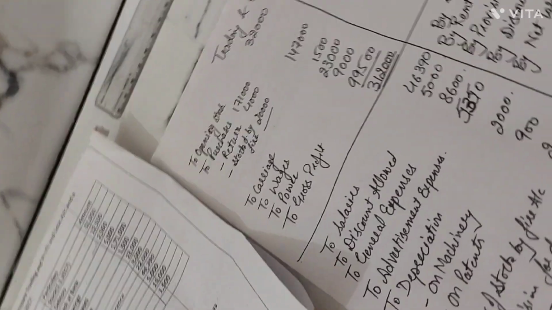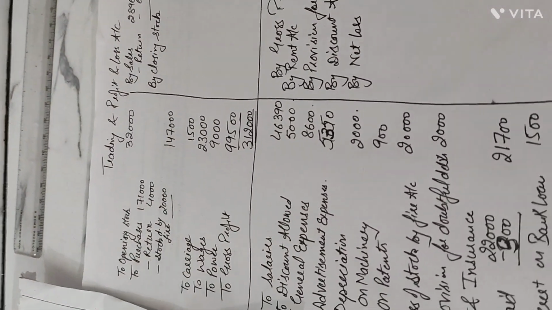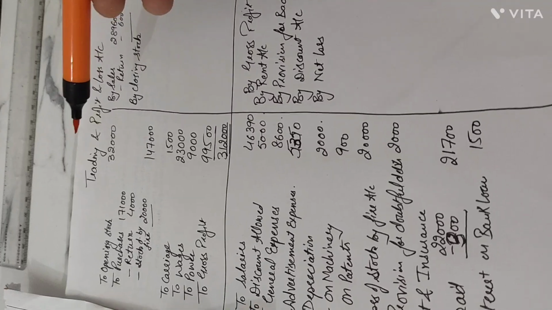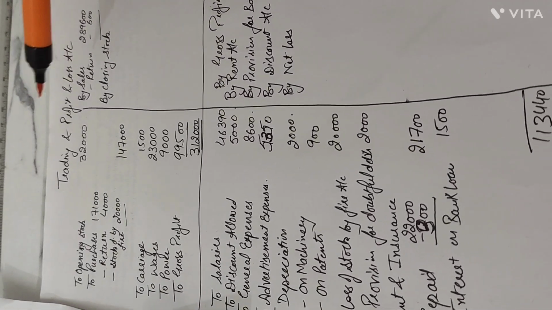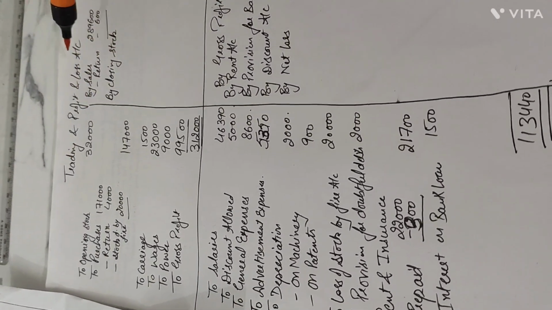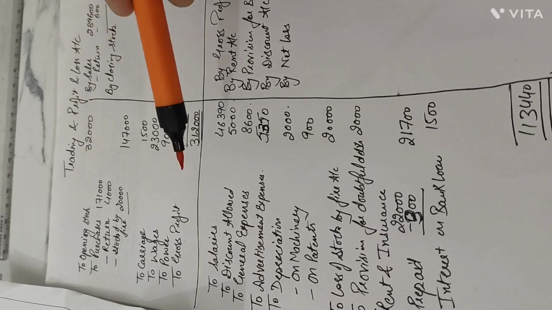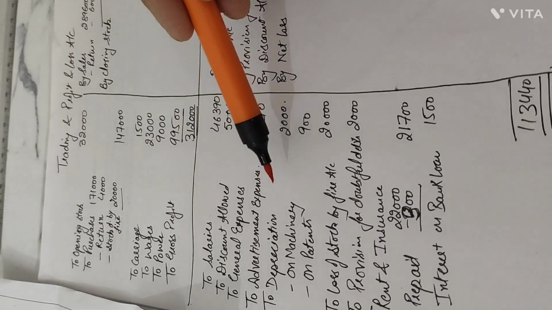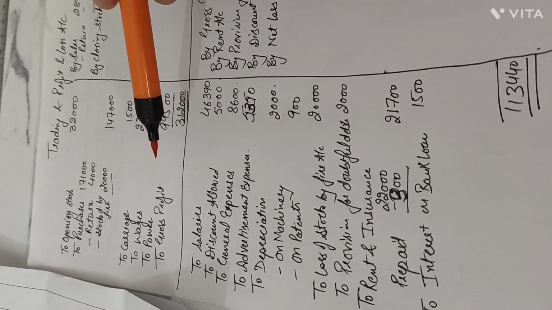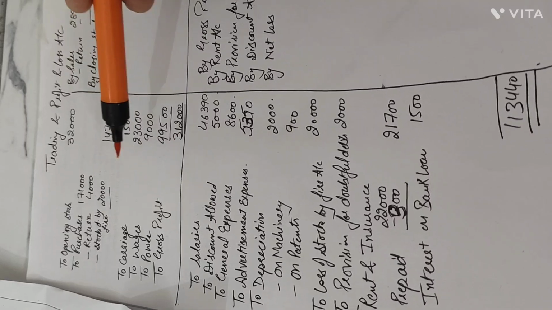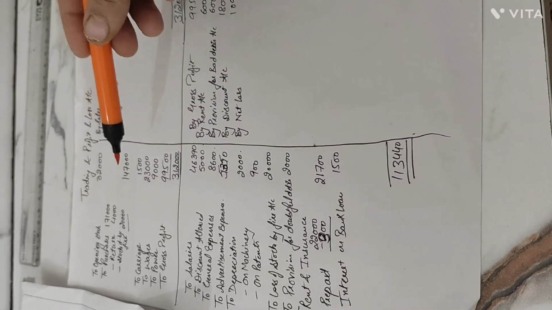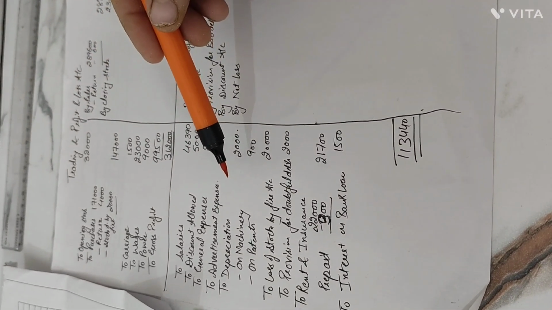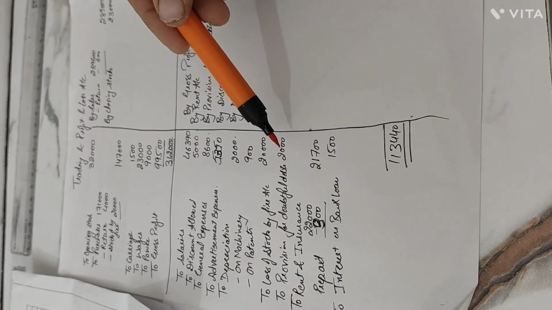That means for the trading account, you have to take one single page for your answer sheet. There you will write trading and P&L account, and this would be split into two parts. What two parts would be there? One fourth or a little bit more than one fourth of your page should be for your trading account, and the rest of the page should be for your profit and loss account.